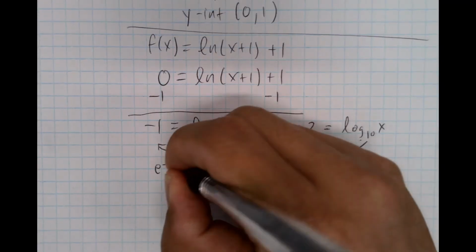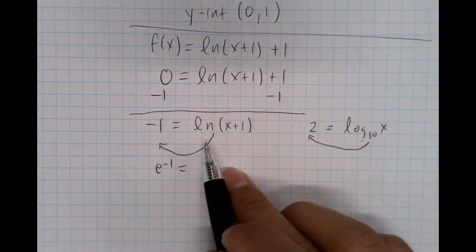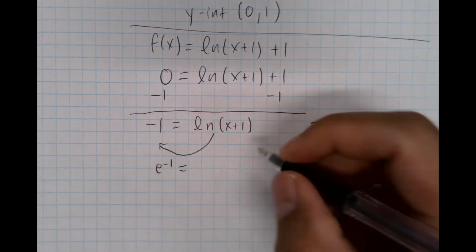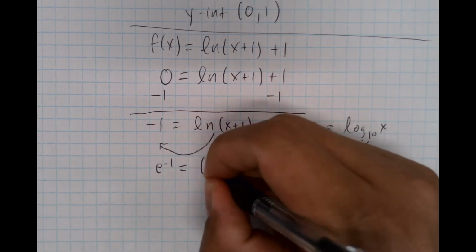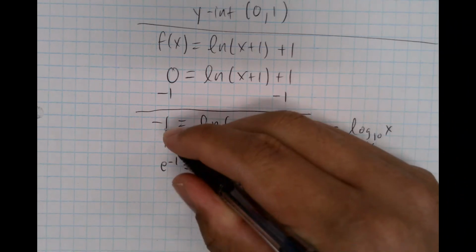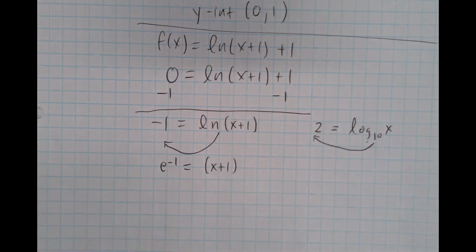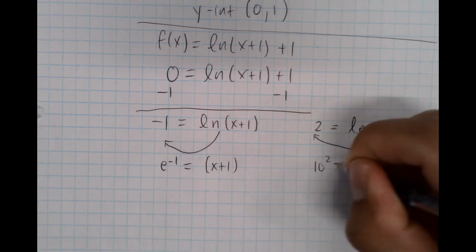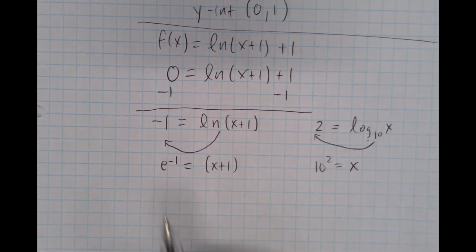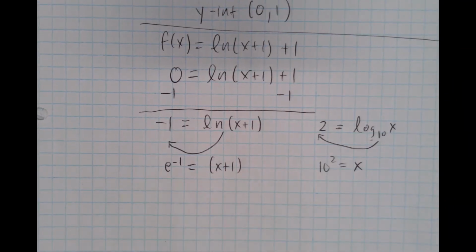So anytime you have ln, you can move it to the other side and it becomes e, and you're raising it to the power. Just like this one would become 10 to the second power equals x, this would be e to the negative 1 power is equal to x plus 1.